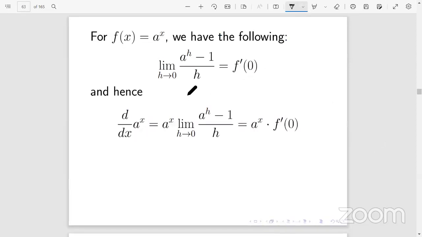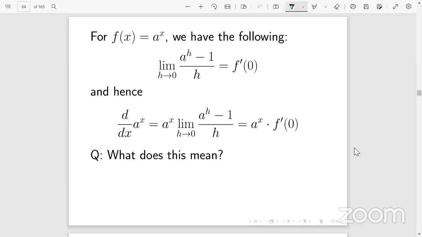Now if we look at our differentiation, remember that we had factored out a to the power x, and here we said this is f prime at 0. So in other words, whenever you differentiate a to the power x, we end up with a to the power x times f prime at 0. I hope that makes sense.